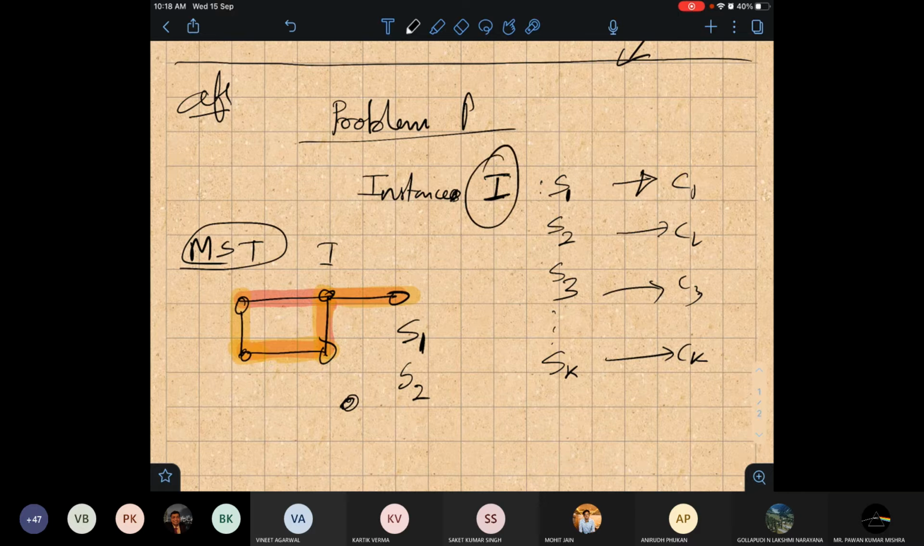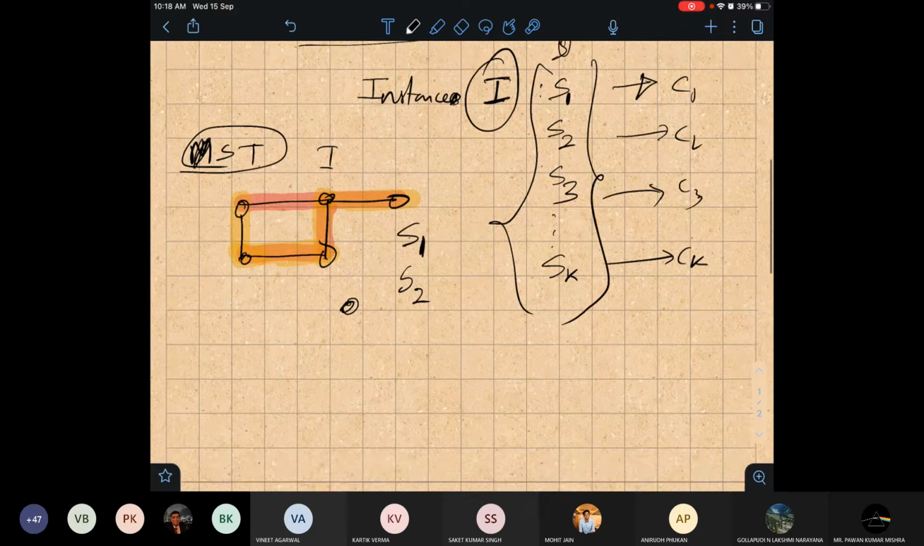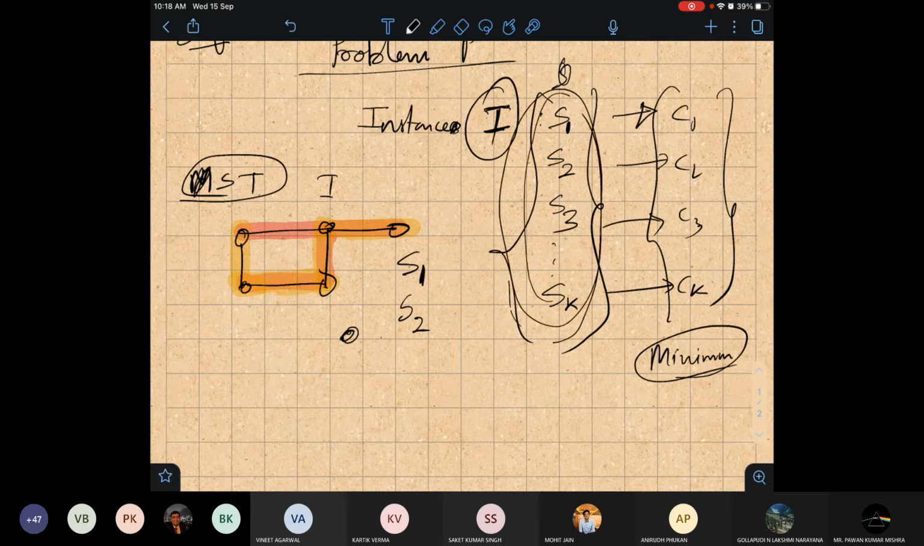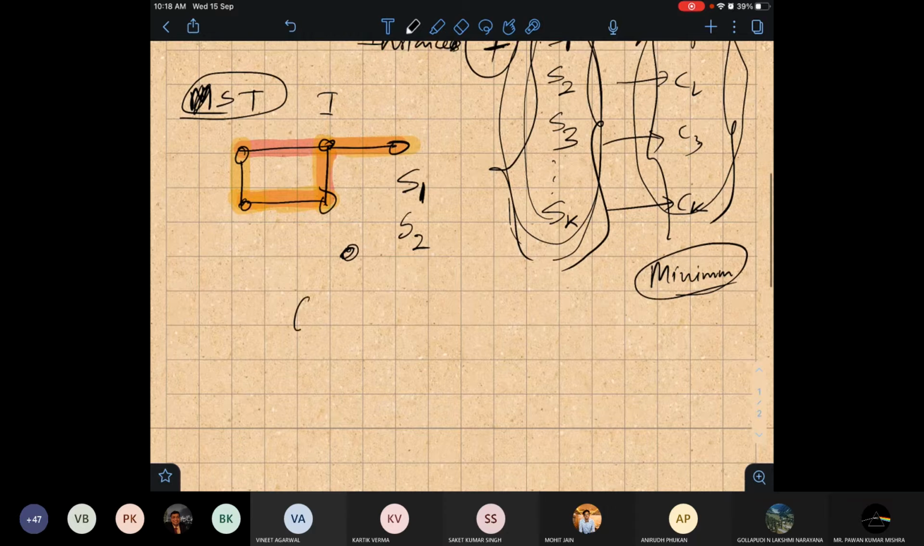Similarly, an instance can have many solutions. These are all possible spanning trees, and our goal is to find a minimum spanning tree. Out of these, we will find the minimum. Basically, we generally deal with minimum and maximum problems. For an instance, there can be many solutions, and out of these I have to pick. My goal is to find the minimum or maximum solution. This is the optimization problem definition.